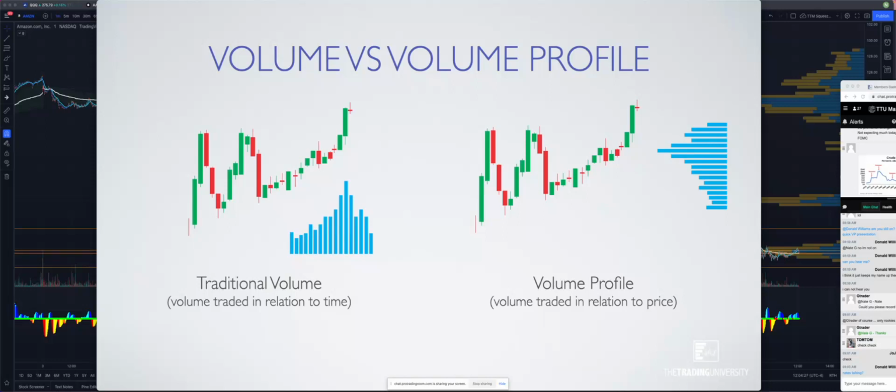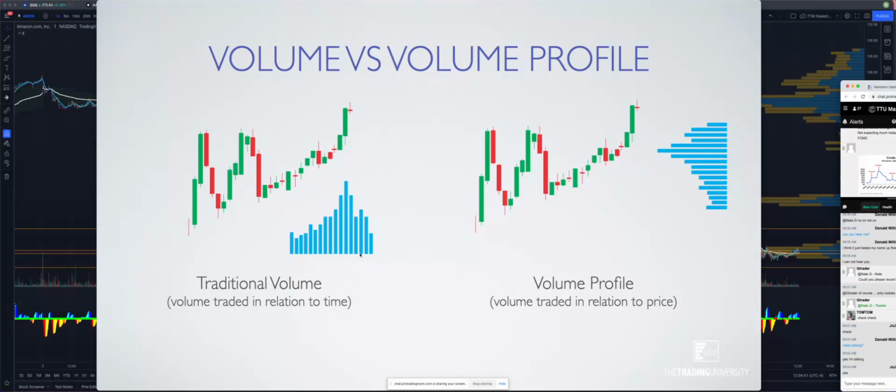horizontally on the chart. Yes, Donnie, I am talking. Can everybody else hear me, just to be sure? Or am I just talking to myself at the moment? Jojo, you can hear me? Okay, great.